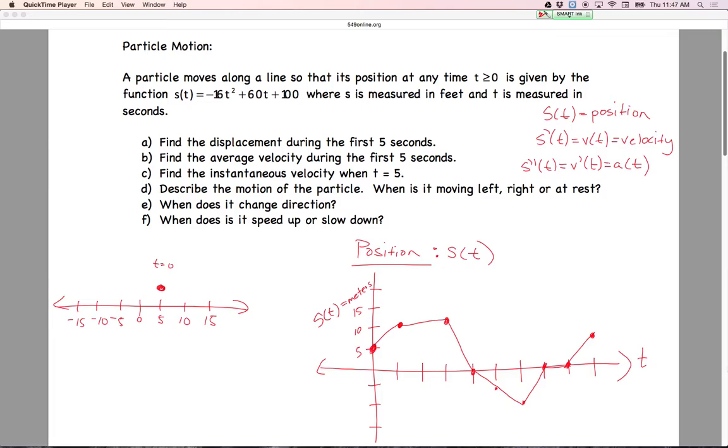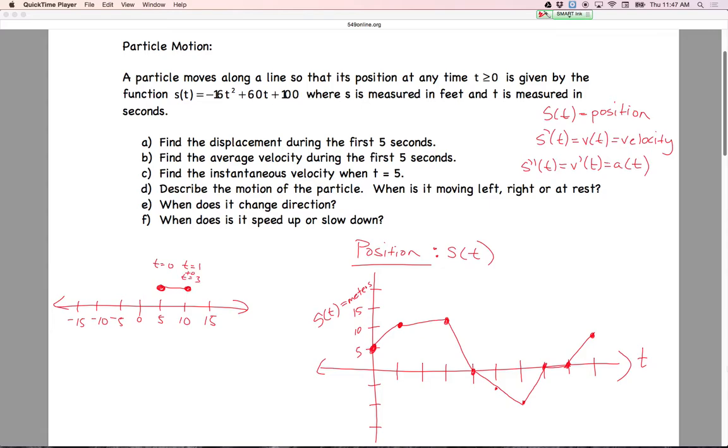And how far does it go? It goes to where? 10. When does it get to 10? t equals 1 second. Now it's at 10. What does it do now? It stays at 10 till how long? t equals 3.